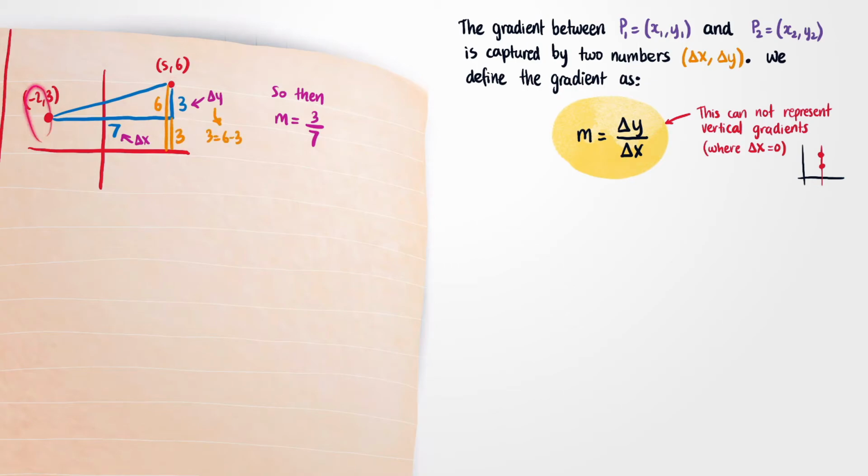Now despite the fact that our x-coordinate is negative, the exact same trick also works with the x-coordinates. You can just see that the 7 over here is the same thing as 5 minus minus 2. And this means that we can also write the gradient as 6 minus 3 divided by 5 minus minus 2. And now, given this, you actually already know how to find the gradient of any 2 points.